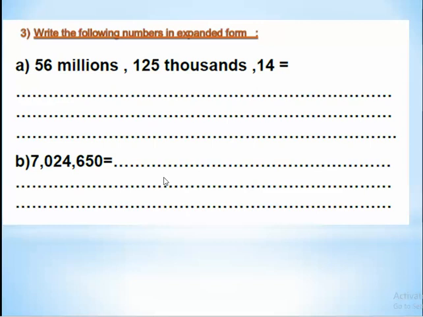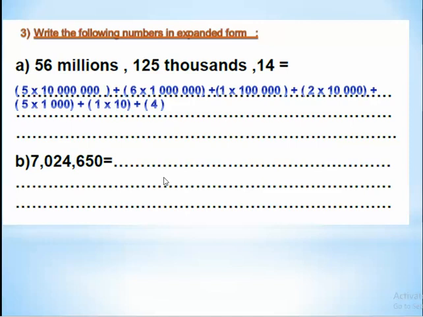Write the following numbers in expanded form. 56 million means 5 times 10 million plus 6 times million plus 1 times 100,000, 2 times 10,000, 5 times 1,000, plus 1 times 10 plus 4. Okay, here 7 times 1 million, 2 times 10,000, plus 4 times 1,000, plus 6 times 100, plus 5 times 10.